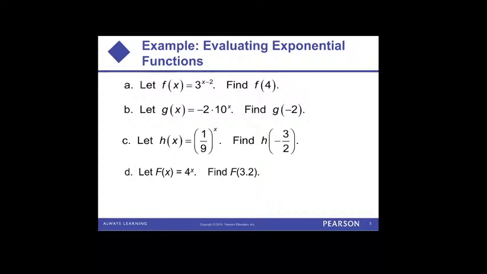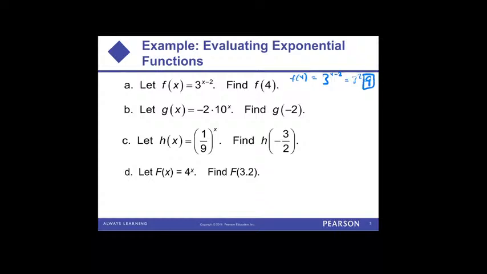So if we're going to do f of 4, that's going to be what? 3 to the power of 4 minus 2, right? So that's going to be 3 squared, which happens to be 9, right? We're going to come back and check.